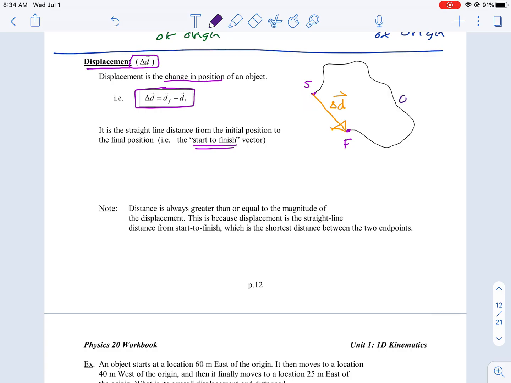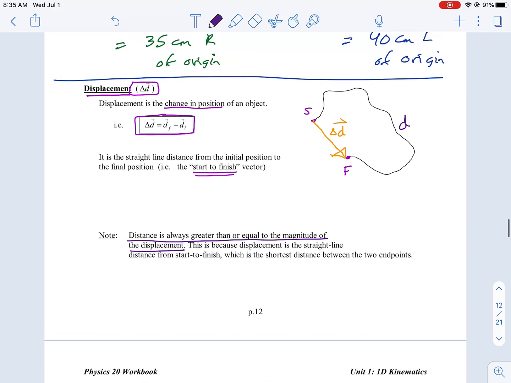Would represent the distance. So the curvy line is the distance. It's how far the object actually moved. Displacement is your straight line vector from start to finish. And it should become clear when you look at this diagram here that distance is always greater than or equal to the magnitude of the displacement. It has to be, because displacement is the shortest possible distance from one location to another because it goes in a straight line. That's good to know.